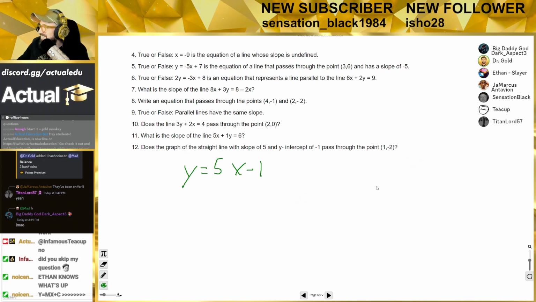Anyways, okay, so this is the equation of your line, right? And we want to know if it passes through this point. So what I can do is see, for instance, what is the y point for this line when x is equal to 1? How do I figure out what the y point is when x equals 1?